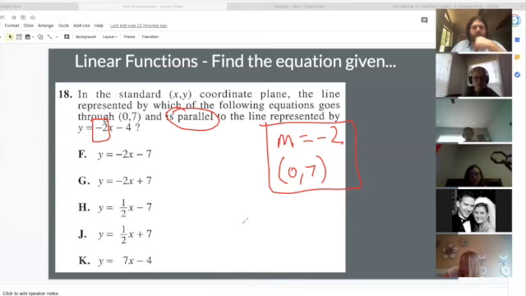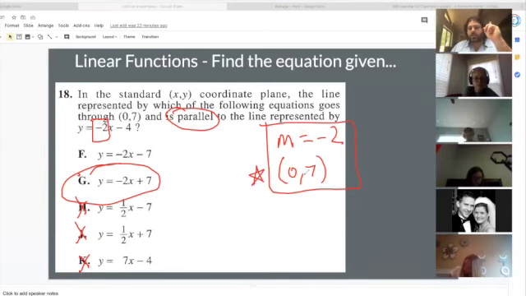Since we got our slope, we're gonna see which other ones have the same slope in the answers. And then with our y coordinate, since it's 0, 7, I'd look for a +7, and then I just find that one and know that it's G. Okay, cool. So here's what Dawson did.